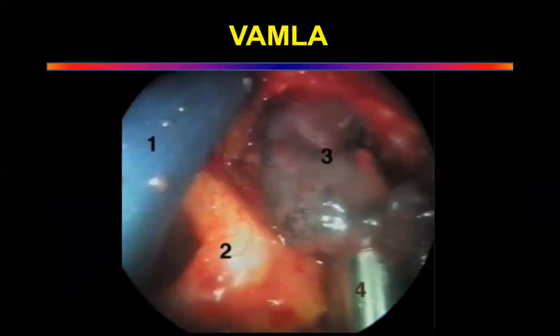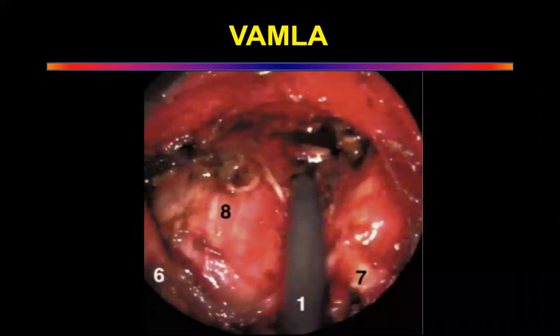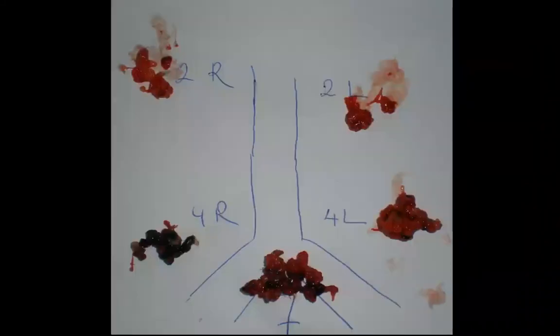Okay, and so these are all the lymph nodes that you can see in VAMLA and TEMLA, and I'll discuss this in a minute. Just see some pictures. This was just for the lecture. So this is what you will see in a VAMLA. Can you see this? 2R, 2L, 4R, 4L, and 7. And anybody knows what this specimen which goes to the lab is called? A mediastinal board. Yes, okay?